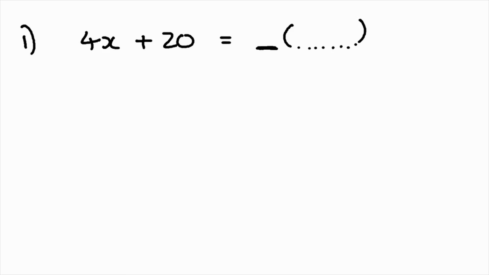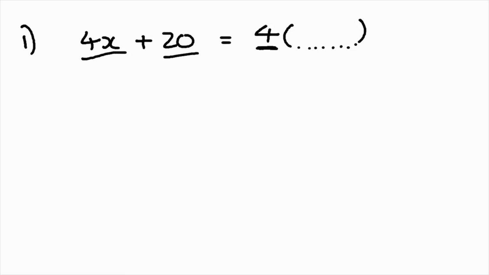The reason we use the word factorising is because we're looking for a factor, something that we can divide all our terms by. So 4x plus 20, the highest factor of both 4x and 20 is going to be 4.